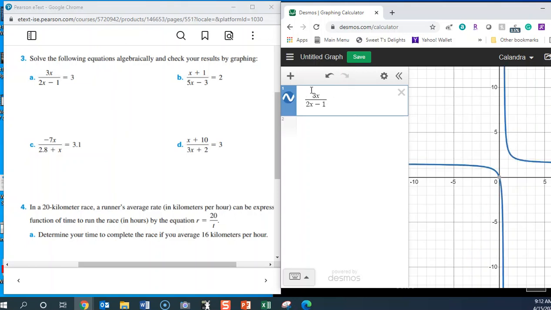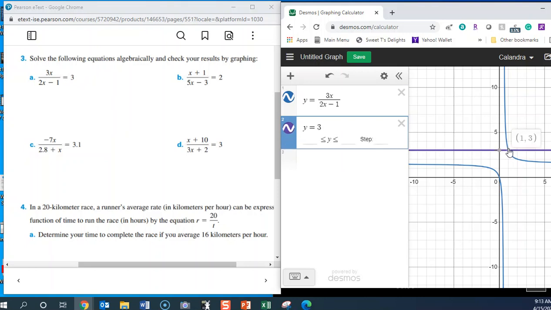Okay, now this will be our first equation here. So we had 3x over 2x minus 1. Now there is one thing that I forgot to do here, which is put y equals first, because we're going to set y equal to this side of the equation and y equal to this side of the equation. So then we will have y equals 3, and we will go to their intersection point. Their intersection point is at 1, 3, so x is 1, which is what we have for 3a.